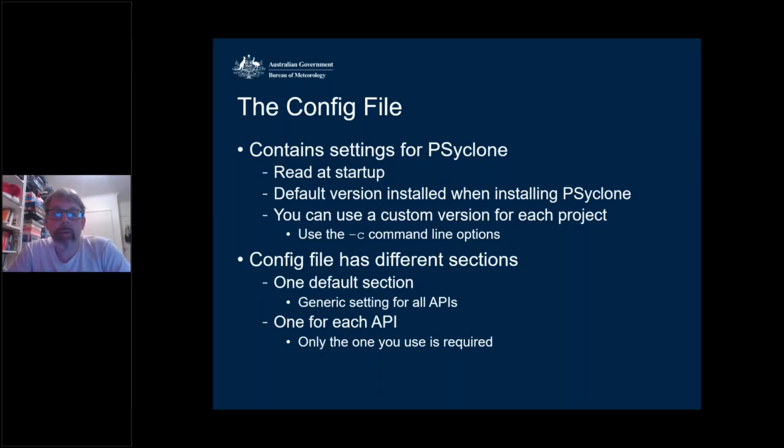There's actually a typo here, I just realized this. It's called the --config command line option. It allows you to specify which config file to use. Now, the config file has different sections. They're very obvious to detect. There's a default section that has generic settings for all APIs. And then it has different sections, one for each API. You actually only need to supply the one that you are using. So if you have a code that only uses, say, the NEMO API, you can remove everything else to make it a bit easier to understand.